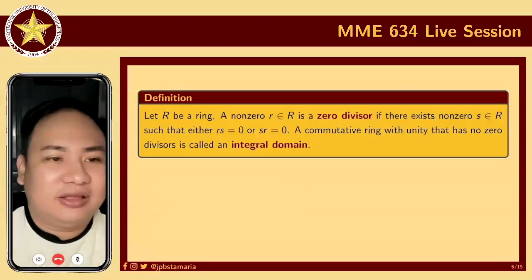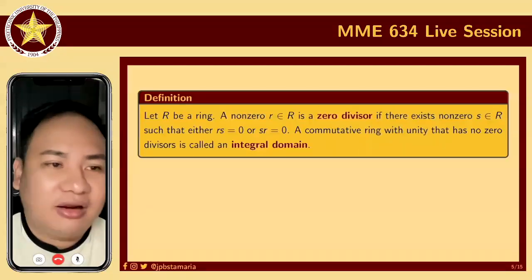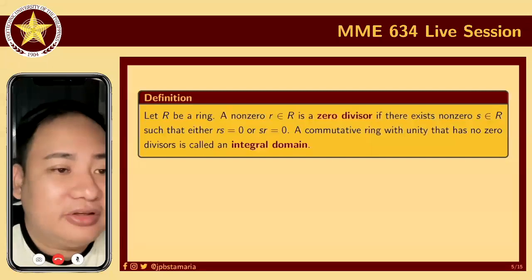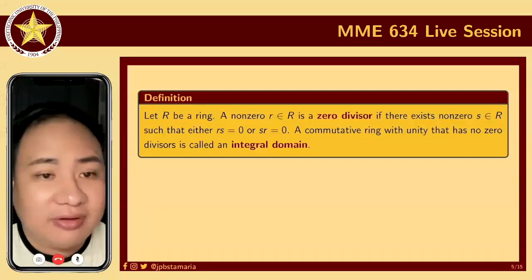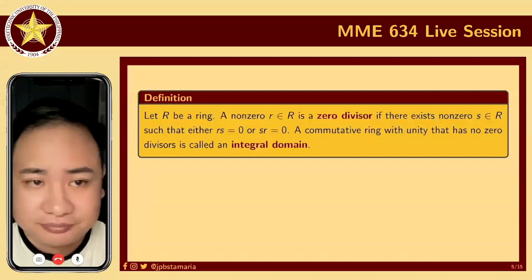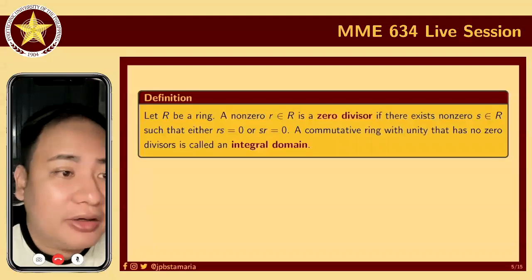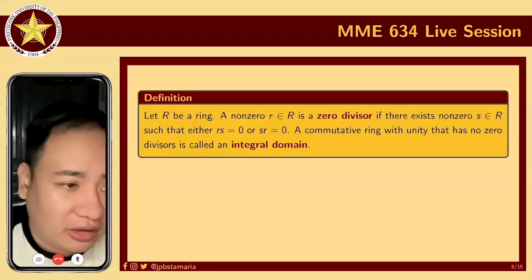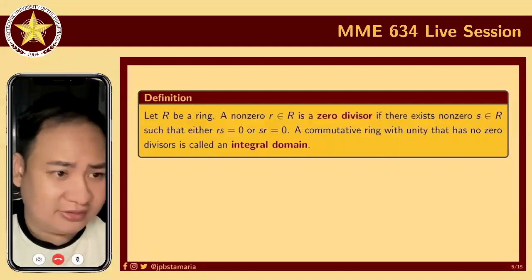Let's have the following definition. Because of these problems, nagkaroon tayo ng mga definitions na ito. So, let's say R is a ring. Okay? A non-zero element, little r, is called a zero divisor of the ring. Yun ang terminology. If you can find a partner, a non-zero partner s for r, so that either the product rs or the product sr is 0.